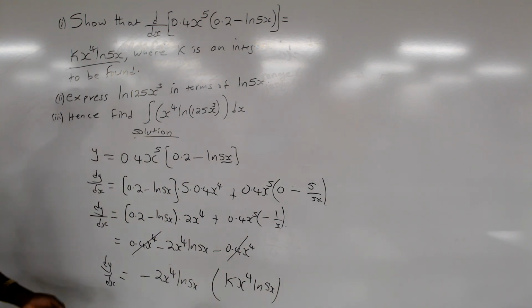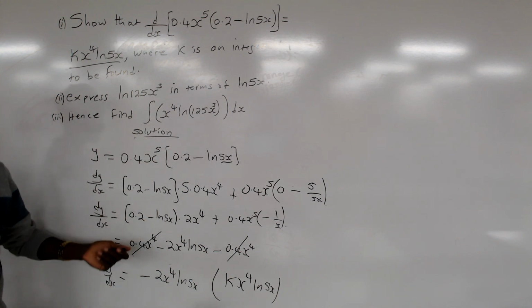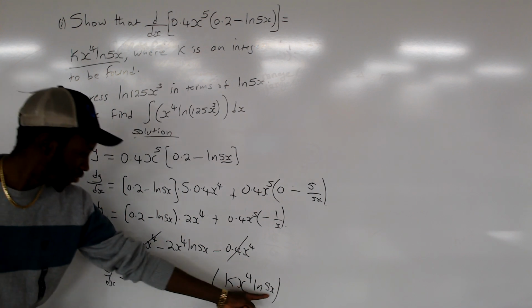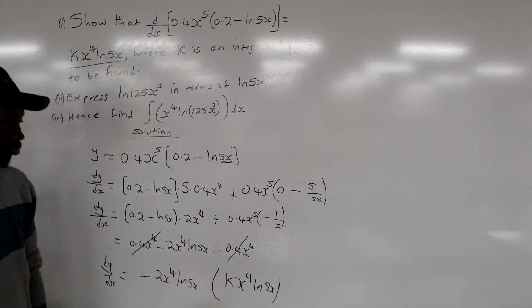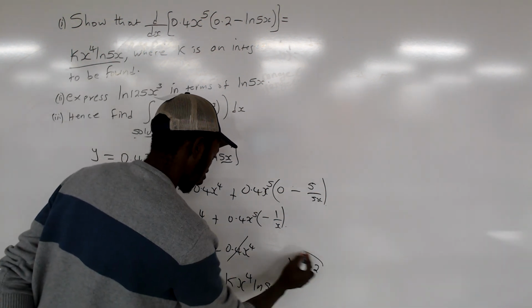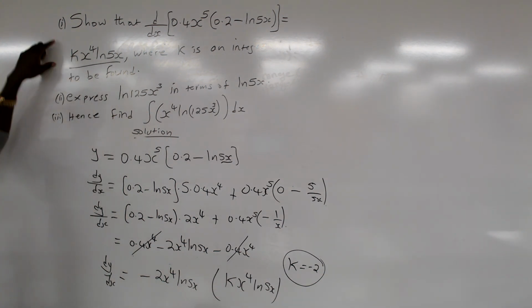But we are told that k is an integer, it can be 2, 3, 4, negative, any number. So if you compare x to the power 4, x to the power 4, ln 5x, ln 5x, therefore the value of k will be minus 2. So this shows that the k value here is minus 2. So the value of k is minus 2. This is the end of the first part of the problem.